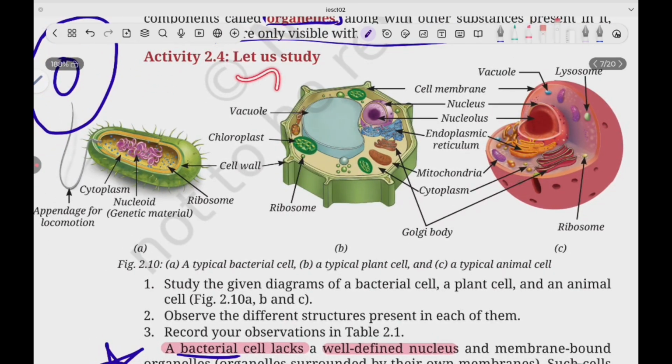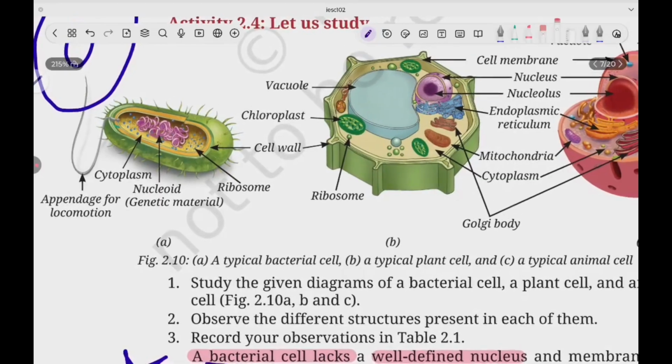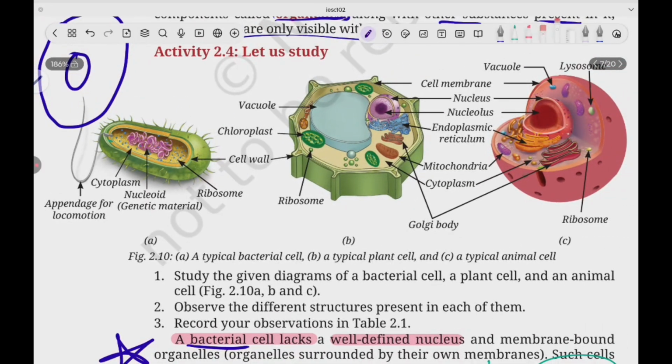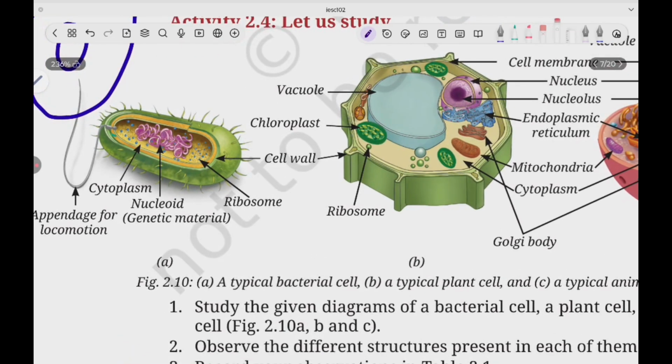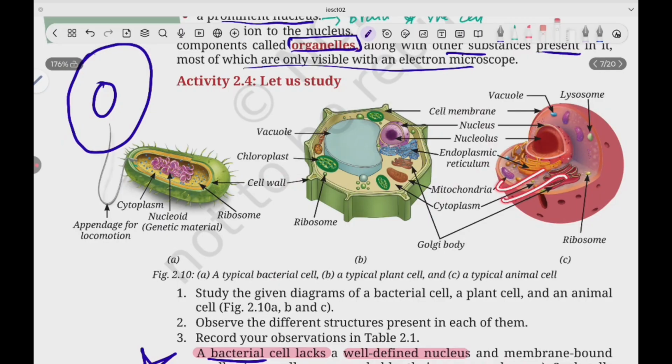Let's study. We are given three different types of cell. The first one is a bacterial cell, the second one is a plant cell, and the third one is an animal cell. What differences do you observe among these three? In the bacterial cell, you can see a free nucleoid with genetic material. It has a cell wall. In the same way, the plant cell too has a cell wall, but the animal cell doesn't have a cell wall.